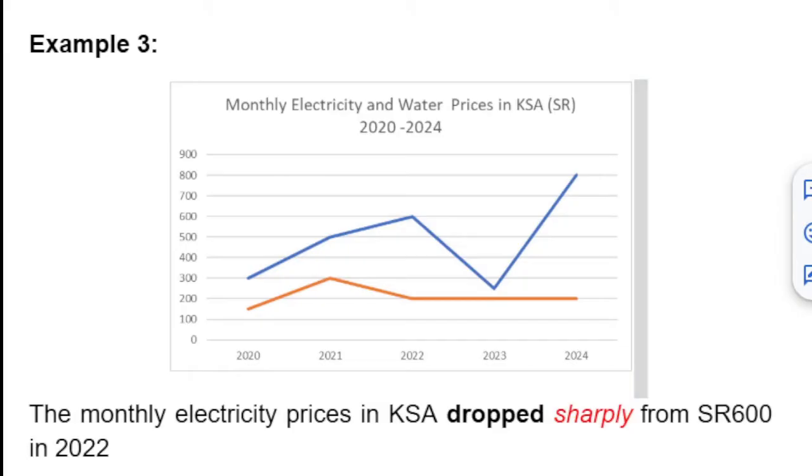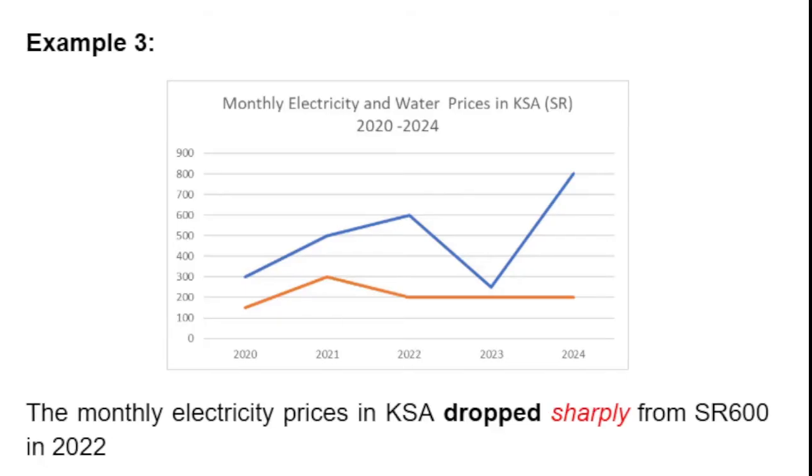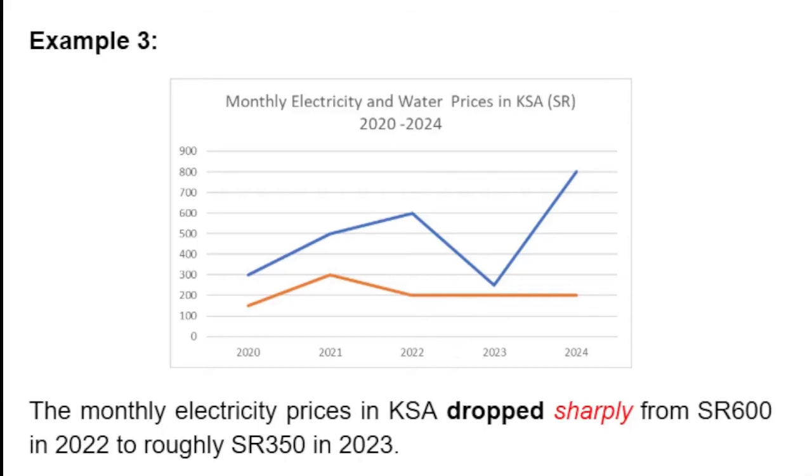From 600 riyals in 2022, we can see the date there, 600, 2022. Then we add the price it fell to roughly 350 Saudi riyals in 2023. And we can see here, 2023, and the price is around, no, it's not, it's 250, excuse me. It doesn't matter if you get the factual information wrong. We are looking here for correct use of language and to see that you understand the graph and the information that's in the graph. If you make one or two factual mistakes, you do not lose marks.